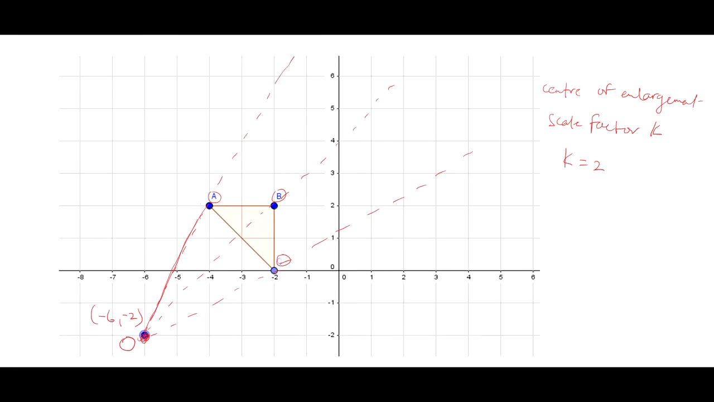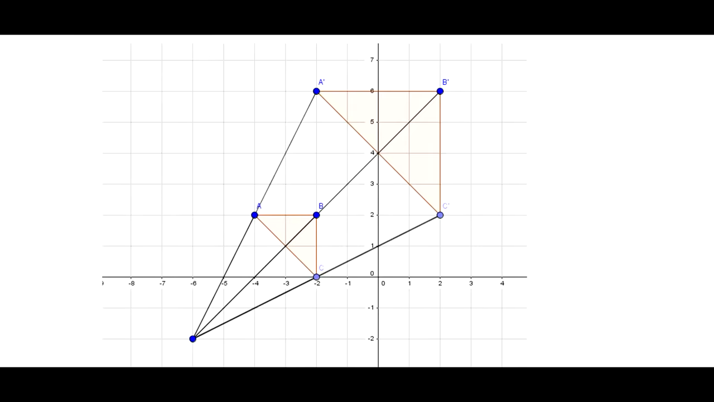And because the scale factor is 2, it means that A prime, which I'm not sure where it is exactly, but it must lie on this line, A prime is somewhere here. In order to get that point, OA prime has to be twice the distance of OA, right? Let me just go to the solution. I'll show you what I'm talking about.